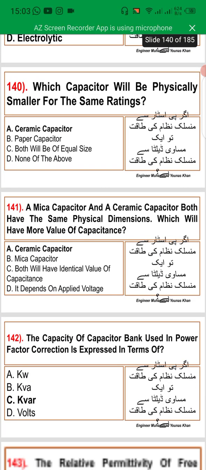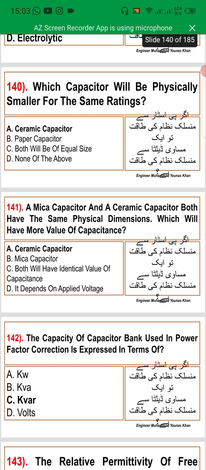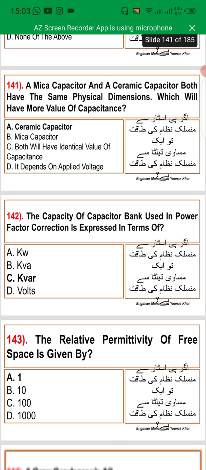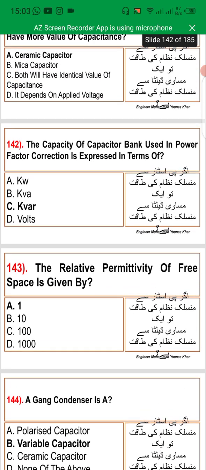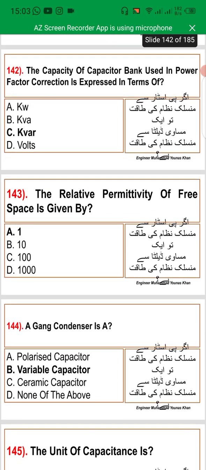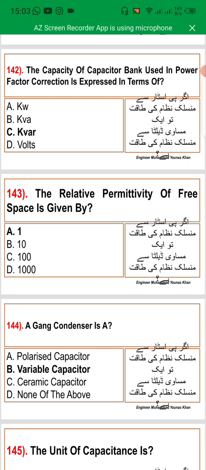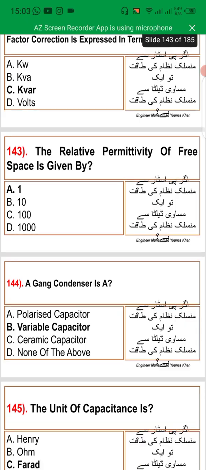Which capacitor will be physically smaller for the same rating? Ceramic capacitor. A mica capacitor and a ceramic capacitor both have the same physical dimension, which will have more value of capacitance? Ceramic capacitor. The capacity of a capacitor bank used in power factor correction is expressed in terms of kVAR.